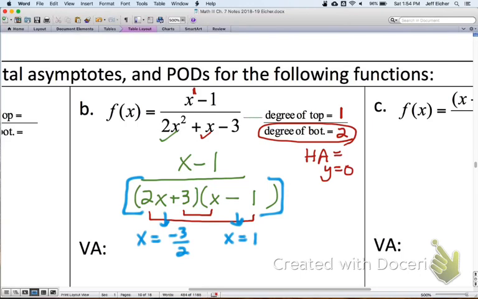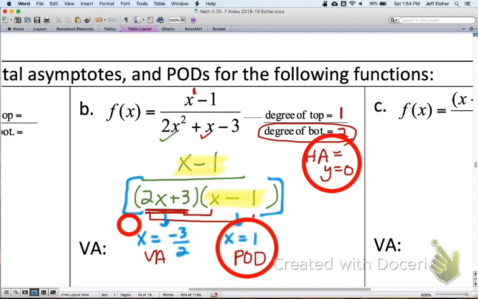Which one is which? Well, this one here does not divide out with anything in the numerator, so this would be a vertical asymptote. Whereas this one, the x minus 1, divides out: the numerator and the denominator both have an x minus 1. So that tells us that x equals 1. What type of break in the graph is it? It's a point of discontinuity. So we have our horizontal asymptote is 0, our point of discontinuity is 1, and our vertical asymptote is x equals negative 3 over 2.